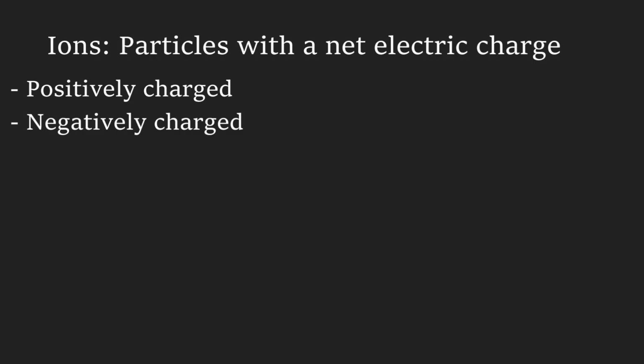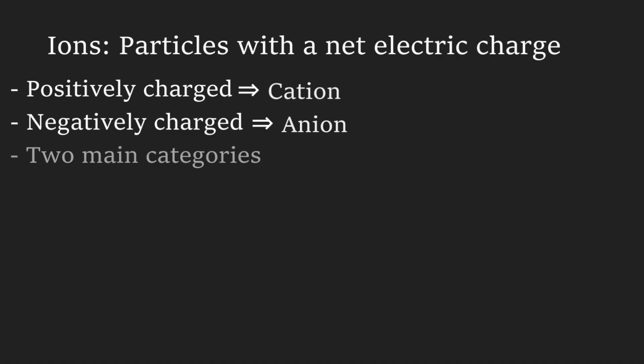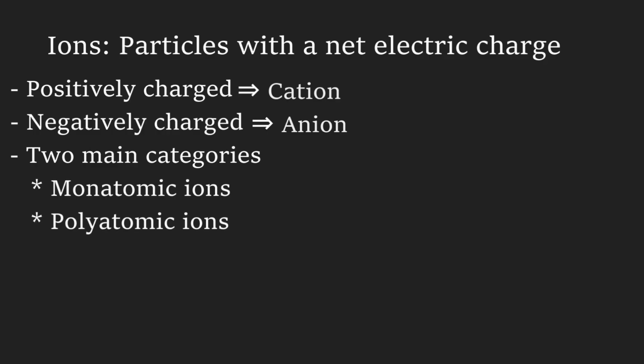If an ion is positively charged, we call it a cation. On the other hand, if an ion is negatively charged, we call it an anion. If you want to know more about anions and cations, we have another video about those topics. Now, ions can be classified into two main categories, monoatomic ions and polyatomic ions.